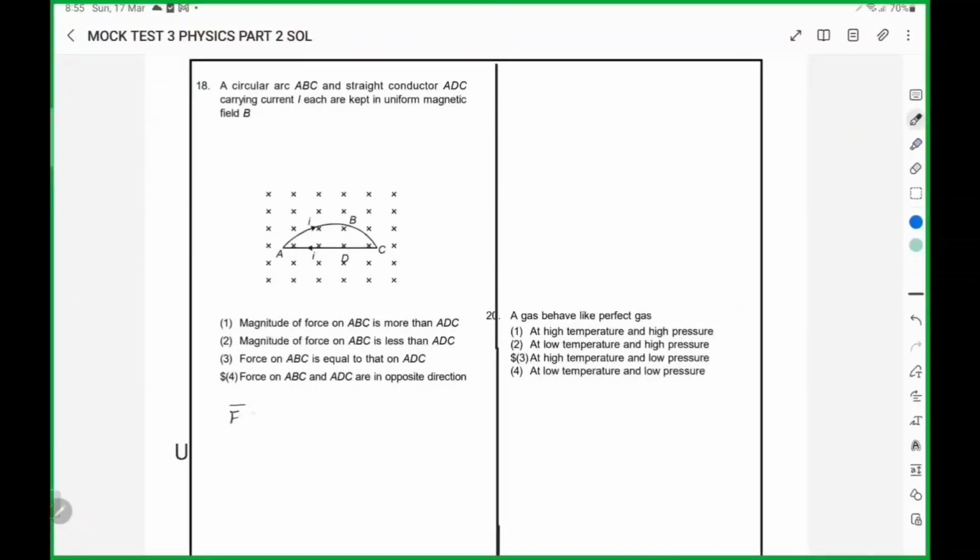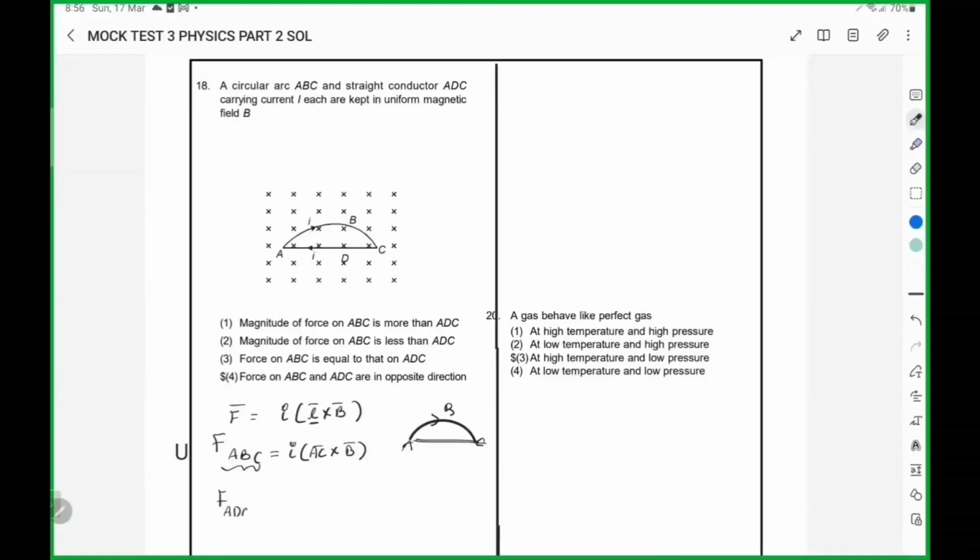Force on a conductor is calculated using the formula I L bar cross B bar, where L bar is the displacement vector. If you consider the force on wire ABC, we will not consider the path, only the displacement. So the force on ABC will be I times AC bar cross B bar, along the path ABC.